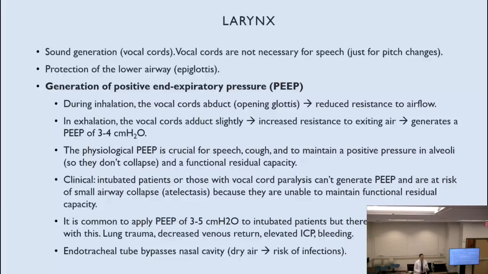Now, what happens if someone has a vocal cord paralysis? Let's say someone has a stroke, and they have a vocal cord paralysis. Then they're not going to be able to generate a good positive end expiratory pressure. That's why they have difficulty with speech, cough, all these things.